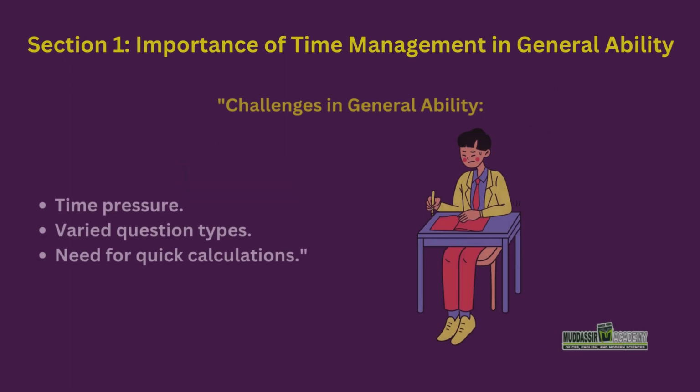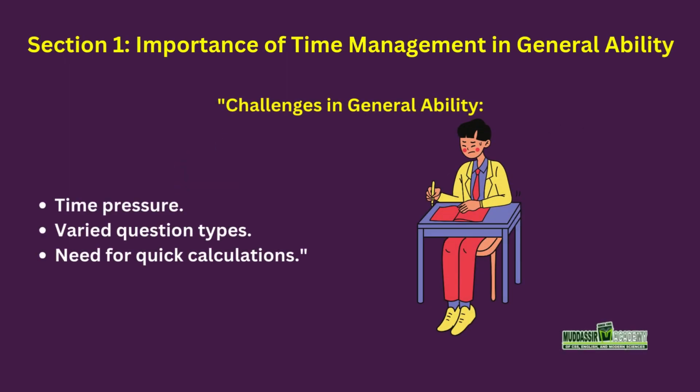Section 1. Importance of time management in General Ability. The General Ability section is designed to test your speed, accuracy, and logical thinking. With questions from areas like math, reasoning, and data interpretation, time management is crucial for scoring well. Challenges in General Ability: time pressure, varied question types, need for quick calculations.